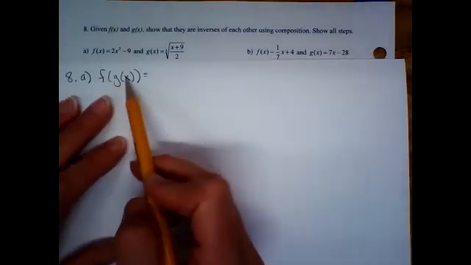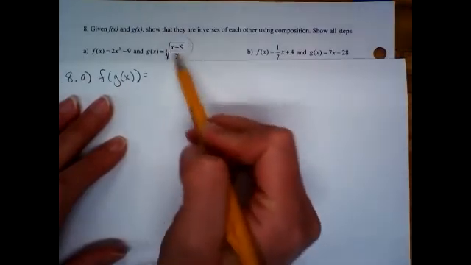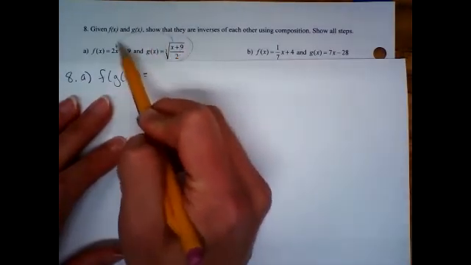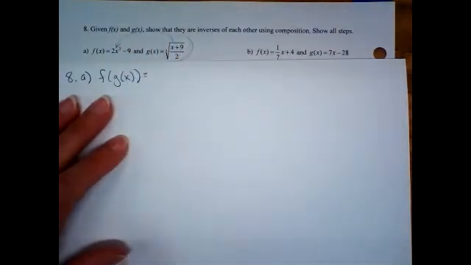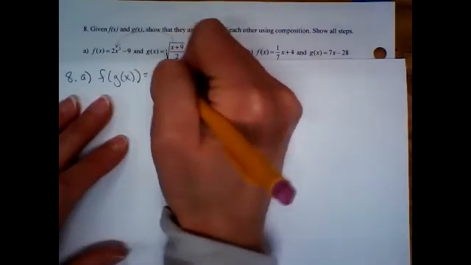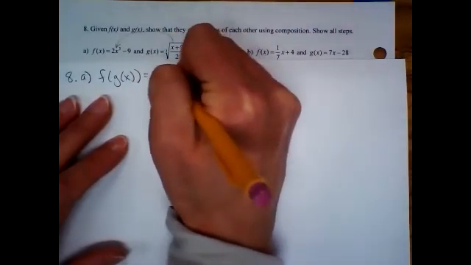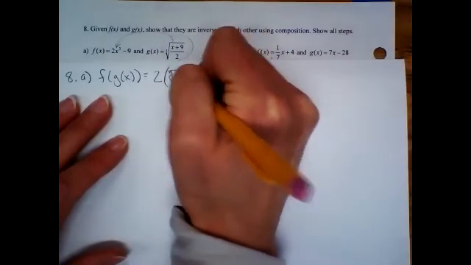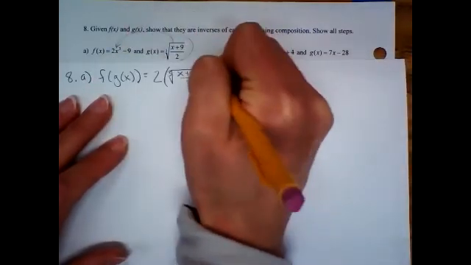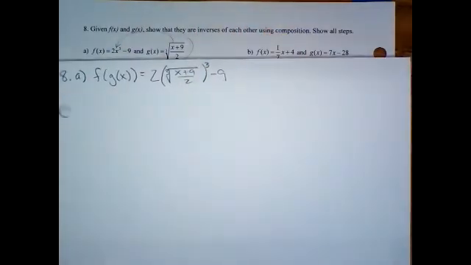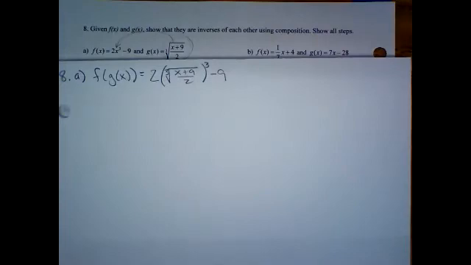All right. So plugging g into f, this entire cube root is going to get plugged in over here. So that's going to be 2 times this entire function cubed and then minus 9. And yes, it's all going to cancel, but you have to show me what order it happens in. That's what I'm testing you on.